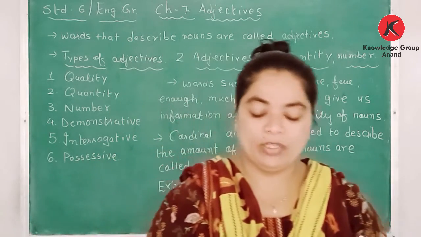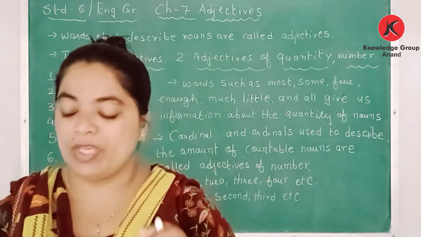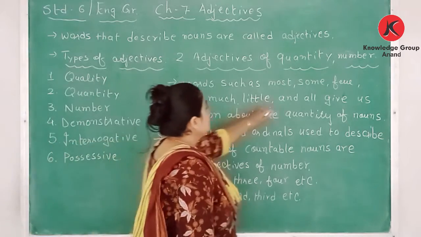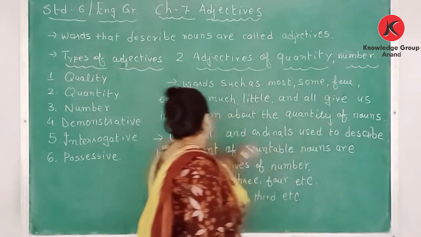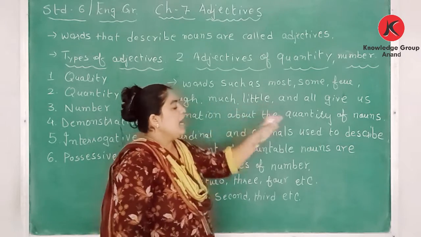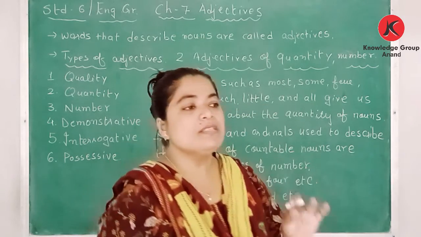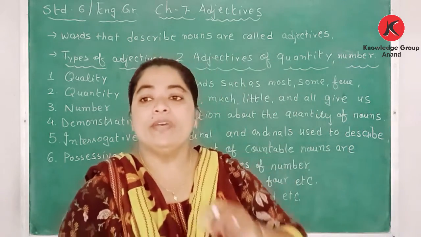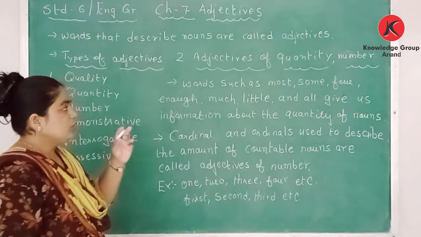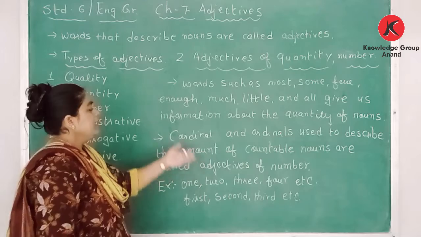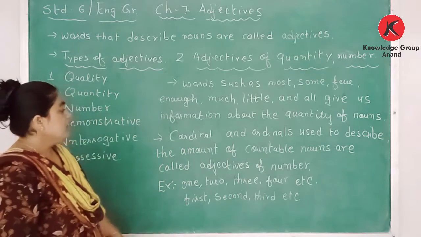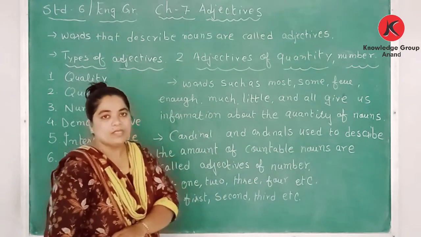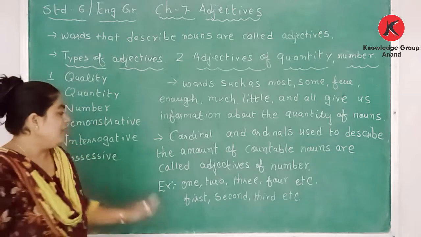Remember, on page number 54 in the Remember box, they have written that adjectives of quantity describe uncountable nouns. So, dear students, these words most, some, few, enough, much, little and all give us information about uncountable nouns. And when we go through the numbers, adjectives of number tell us about countable nouns, because the cardinals and ordinals are used to describe the amount of countable nouns.